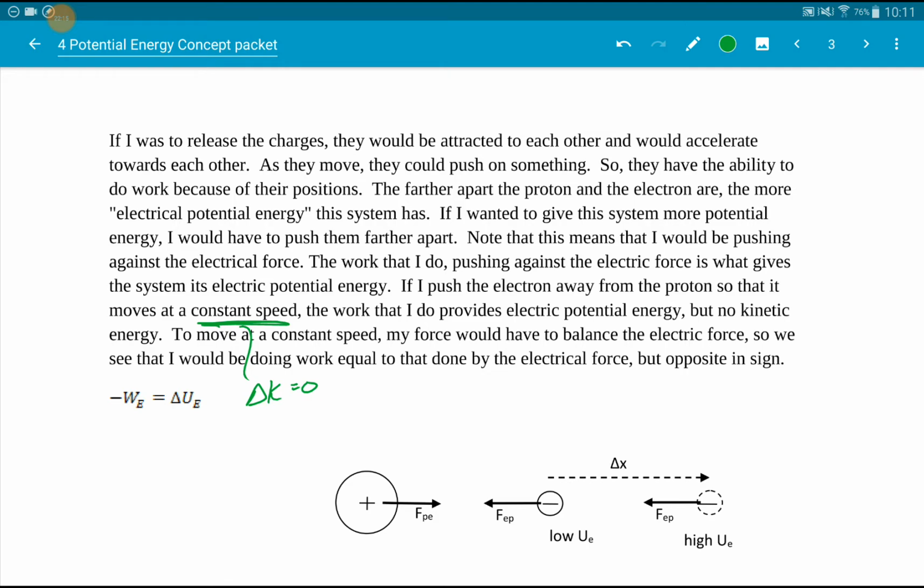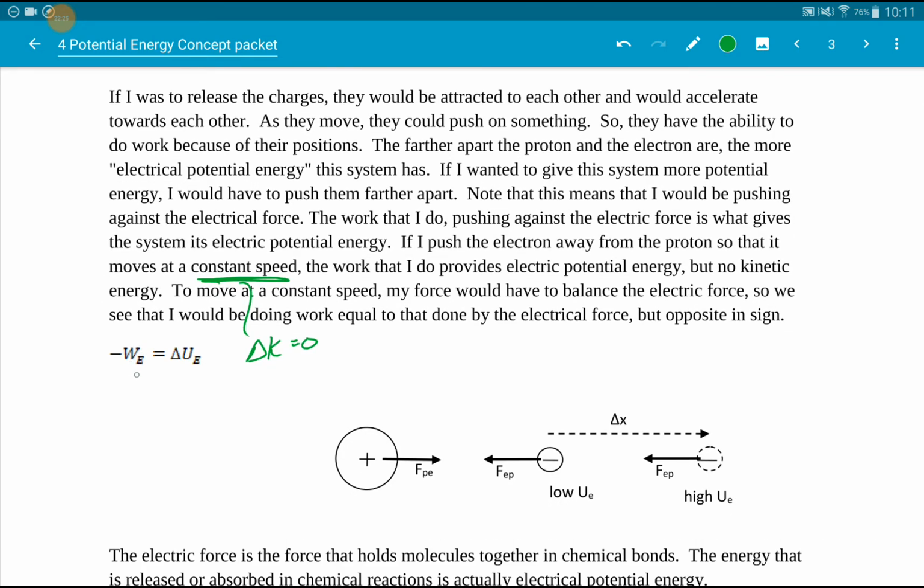To move at a constant speed, my force would have to balance out the electric force. So we see that I would be doing work equal to that done by the electrical force, but in opposite directions. The work that I would be putting into that system by pulling them apart would be equal to the change in electric potential energy, but the opposite of that. I'd be transferring my energy to it, and it would be storing that as electric potential energy. So my hand pushing against that thing, I would lose energy, but it would gain electric potential energy.